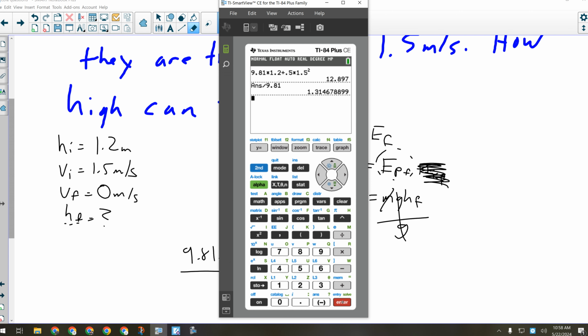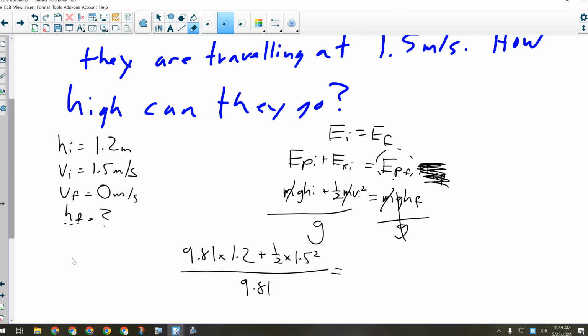All right, so they go from 1.2 to 1.31 meters. They go this much higher. Is that a reasonable answer? It is. If you're only going 1.5 meters per second, gravity is pulling you downwards at 9.81 meters per second squared. At that speed, you're not moving up for very much longer. It is going to pull you back to Earth in a hurry, as gravity usually does. So that is absolutely a reasonable number for the maximum height of the person. And that's another thing that we have to think about. When we get an answer, does this answer make sense?